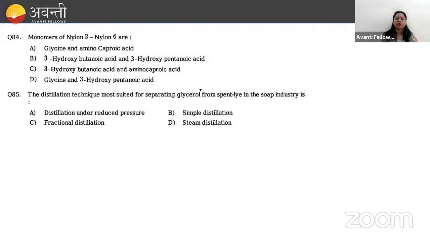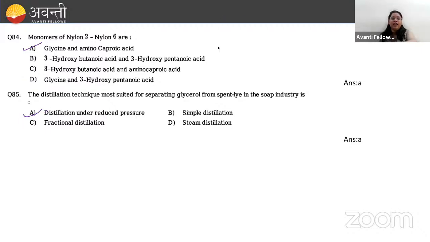So here, what are the monomers of nylon 2 and nylon 6? Glycine and aminocaproic acid are the monomers of nylon 2 and nylon 6. Next: which distillation technique is most suited for separating glycerol from spent lye in the soap industries? Here, distillation under reduced pressure is our correct answer. This is the most suitable technique.